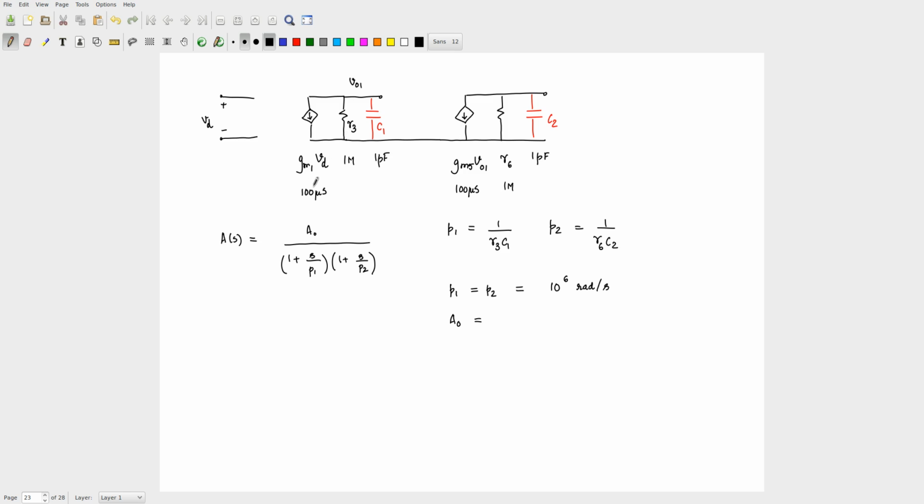GM1 R3. So that's 100 into 1 mega ohm. That will be 10 power... That will be 100, right? 100 into 100. That will be 10 power 4.